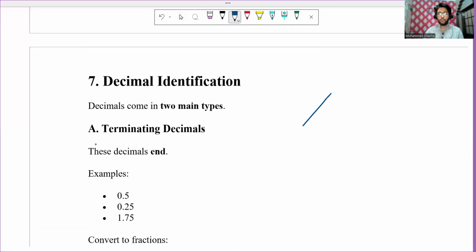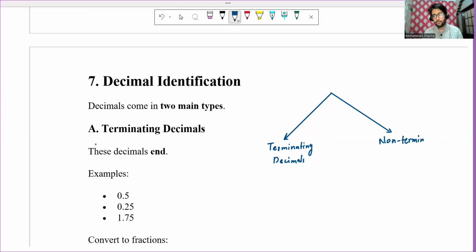Decimals have two main types. One of them are called terminating decimals. And the other type of decimals are called non-terminating decimals, right? Now, what are terminating decimals? Decimals which end at a certain point. Terminate. You guys are English students, you know that. What does the word terminate mean? It means to end at a certain point, right? So this decimal ends at 5.